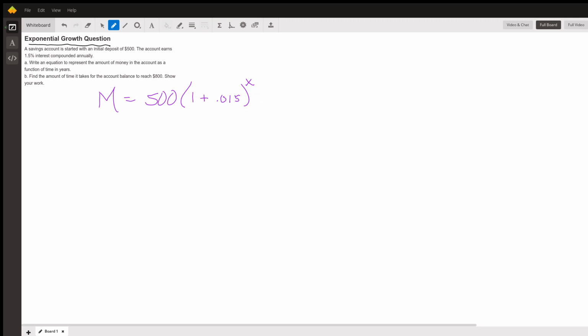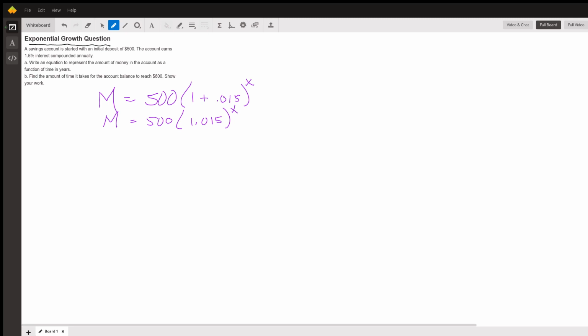Okay. So the amount of money equals 500 times 1.015 to the X. So that is the exponential equation that relates to the amount of money, M, or you could call it Y, either way. 500, the initial value, times 1.015 means you multiply every year by 1.015, and we do that X times depending on the number of years. So with X being the number of years and M being the total amount of money, there's your equation.